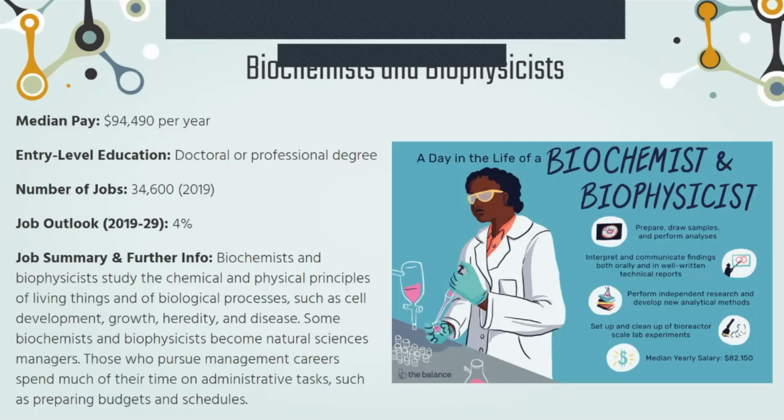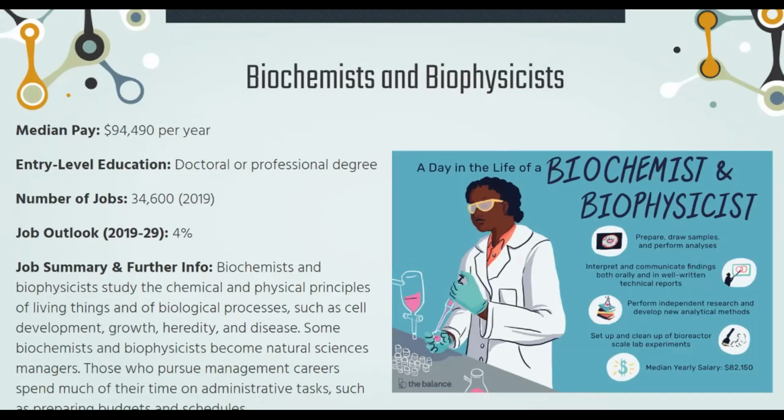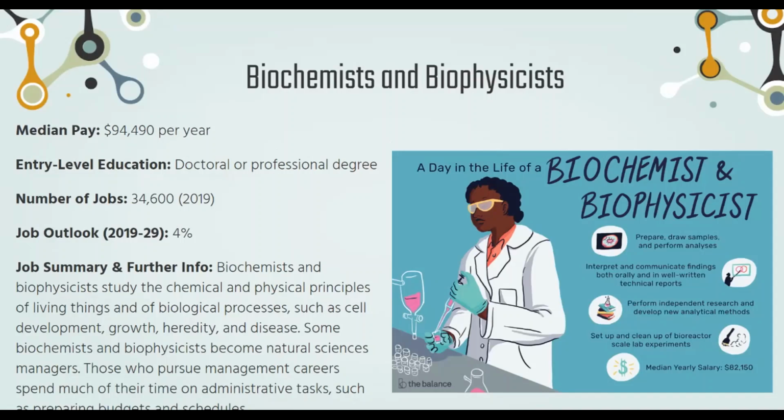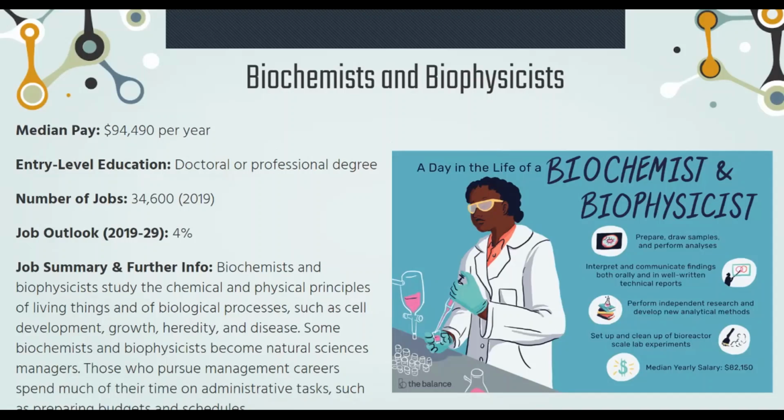And what they do, biochemists and biophysicists basically study the chemical and physical principles of living things and of biological processes, such as cell development, growth, heredity, and disease. Some biochemists and biophysicists become natural sciences managers. Those who pursue management careers spend much of their time on administrative tasks, such as preparing budgets and schedules.